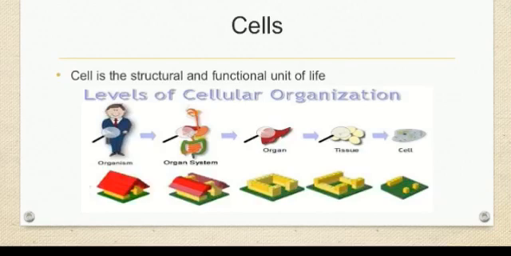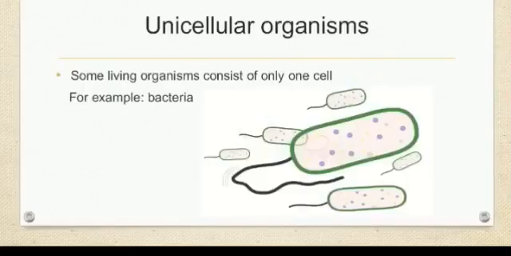As you can see in the picture, the first level is called cell, and when two or more cells work together, they form tissues. When tissues work together, they form an organ, and when organs work together, they turn into an organ system, and when two or more organ systems work together, they result in an individual or organism.